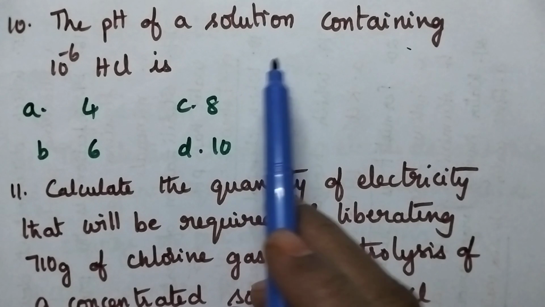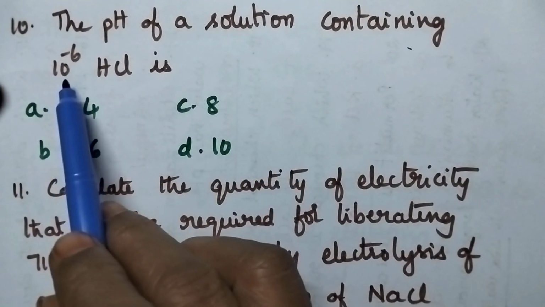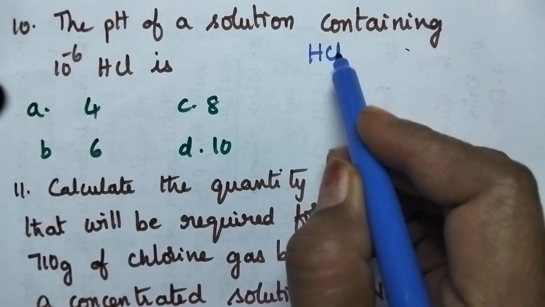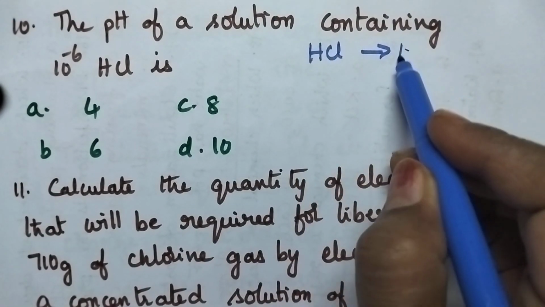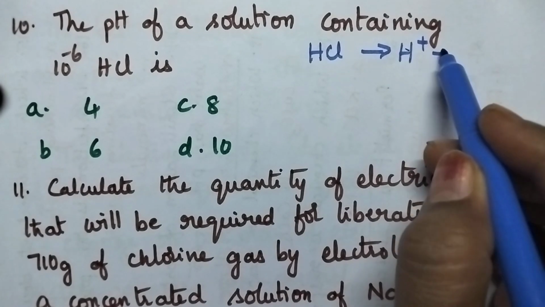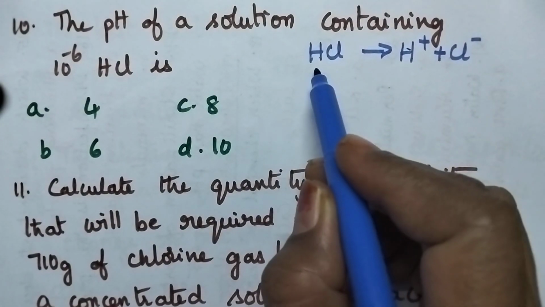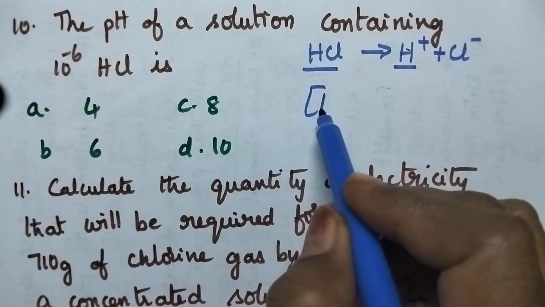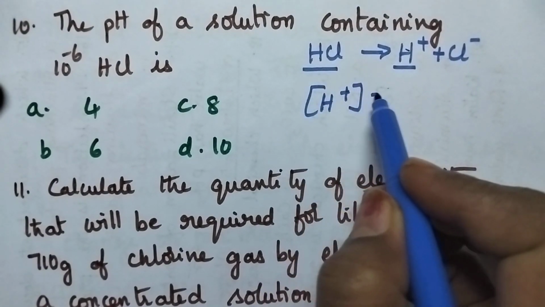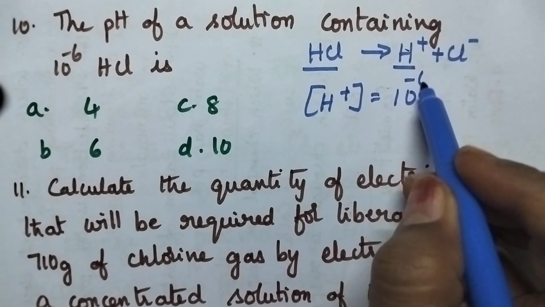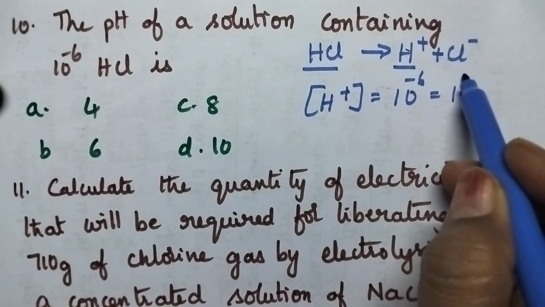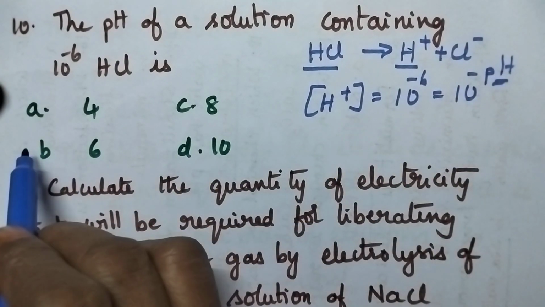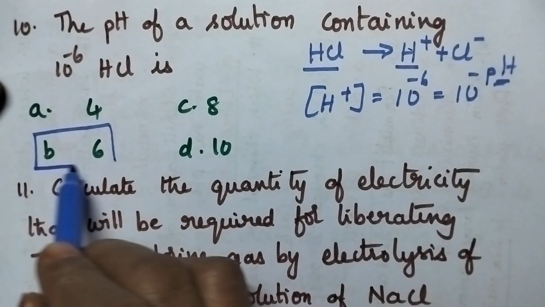The pH of a solution containing 10 power minus 6 HCl is? HCl is a strong electrolyte and it dissociates completely into H plus and Cl minus. So the concentration of HCl is exactly equal to the concentration of H plus ions. So the H plus ion concentration is equal to 10 power minus 6. That is exactly equal to 10 power minus pH. That means the value of pH is 6. So option B, 6 is the right answer.